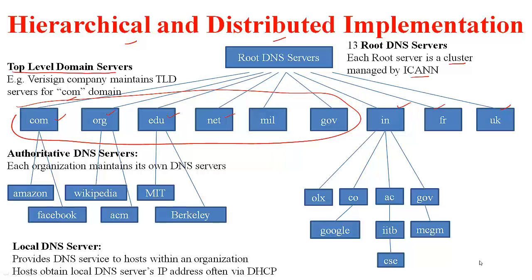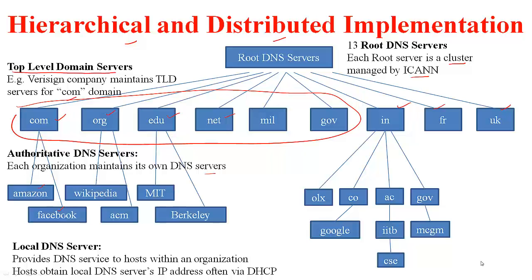Below this are what are called authoritative DNS servers. For example, each organization maintains its own DNS server. So there is Amazon's DNS server, Facebook DNS servers. These fall under the com domain because these are companies. And then there is Wikipedia DNS server, which falls under org because it's an organization. And then there are educational institutes like MIT, Berkeley, which fall under edu.